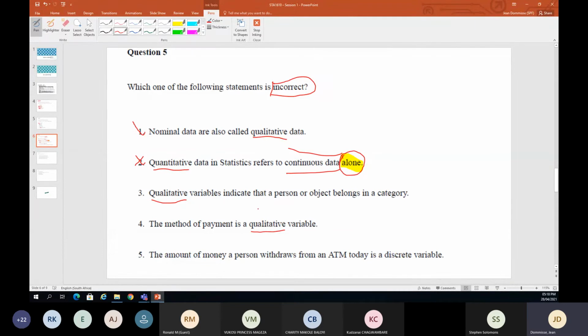Okay, so let's quickly look at the other ones as well. Qualitative variables indicate that a person or object belongs in a category. That is correct, because qualitative is about categorical data, and it talks about persons or objects. So that's also fine. The method of payment is a qualitative variable, and that is also correct.